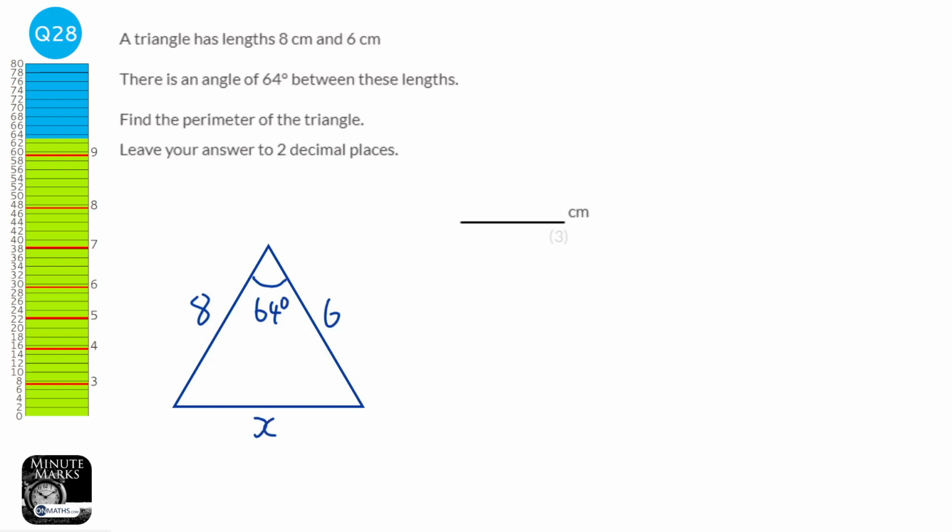Now we're going to be using the cosine formula. So cosine formula involves angle A. So we're going to label the angle A.